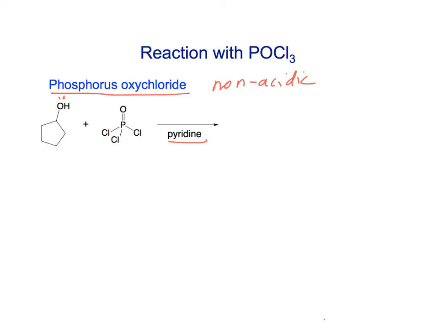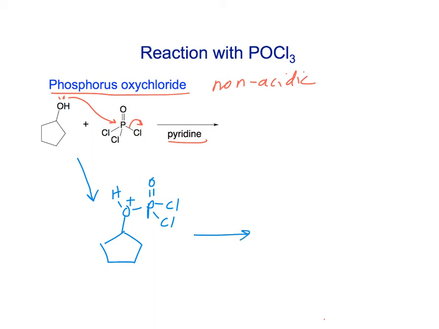It's similar to the others in that what we're going to do is make that alcohol into a good leaving group. So we put this phosphorus right on the oxygen, like this. The proton on the oxygen can then be removed with pyridine because it's a base, so this is just an acid-base step.